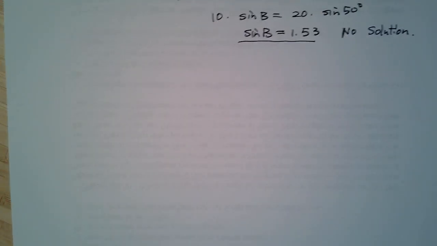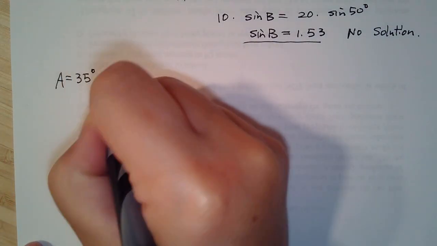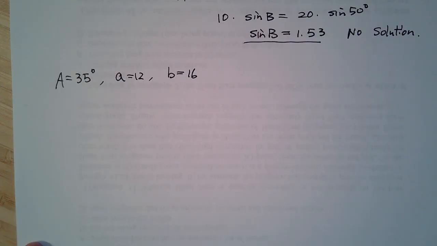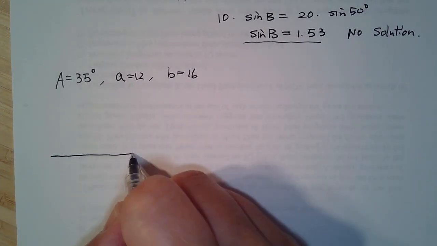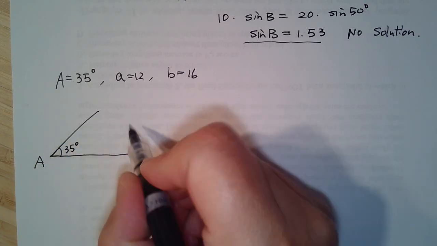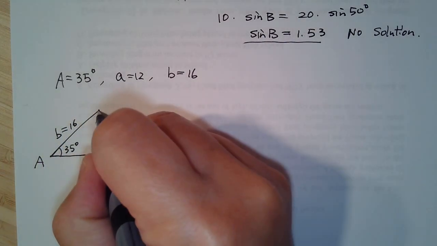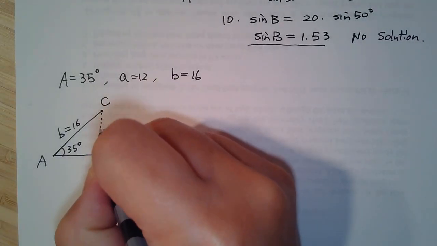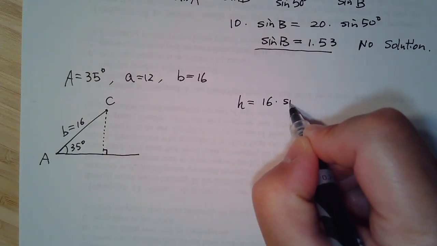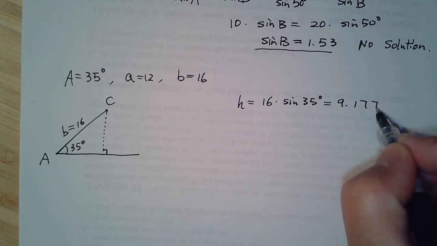All right, now let's try another one. I give you A equals 35 degrees, and I give you little a is 12, and little b is 16. Again, A is 35, so I know this angle A is 35 degrees, a is the side here, and this is b equals 16, so this should be C. All right, now again, I drop this. Let me find out what h is. It's 16 times sine 35 degrees, and that is 9.177.